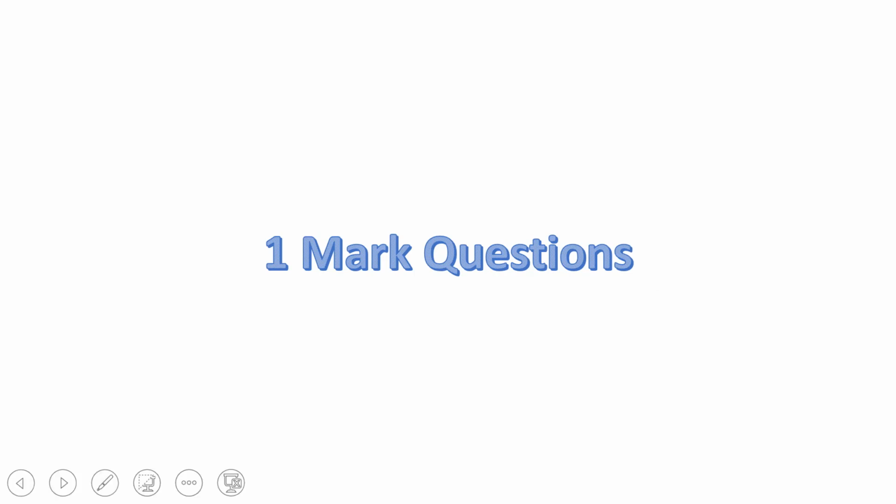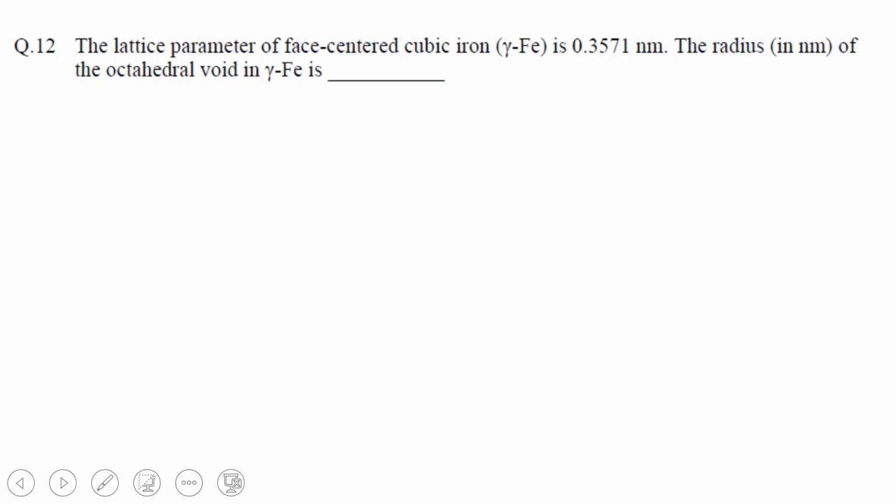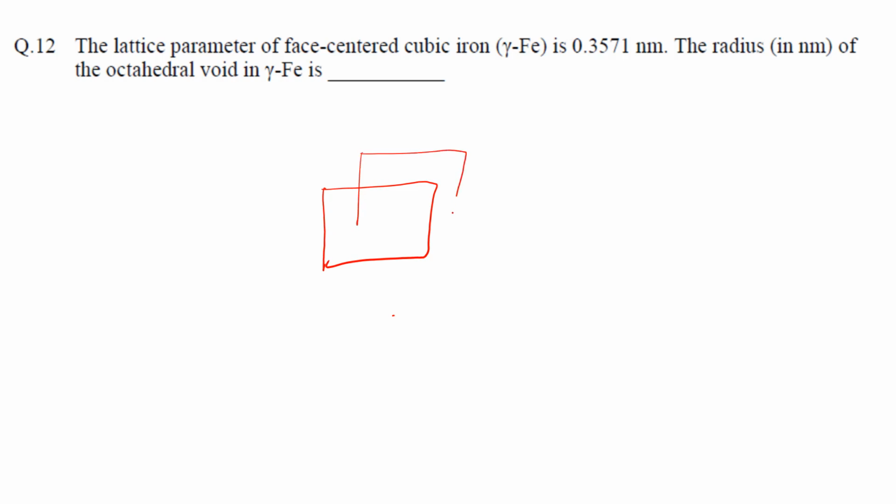So let us see. The first question of physical metallurgy is: the lattice parameter of face-centered cubic iron, that is gamma iron, is 0.3571 nanometer. The radius in nm of the octahedral void in gamma iron is. So here the crystal structure is FCC, right? It is of gamma iron.